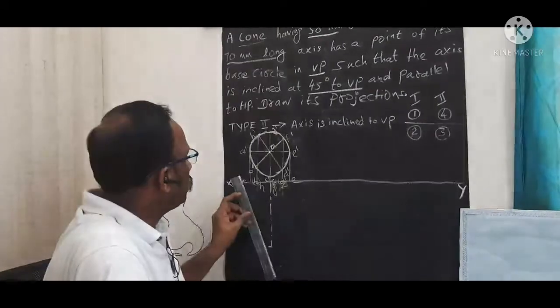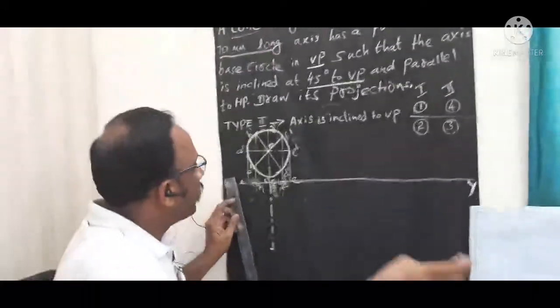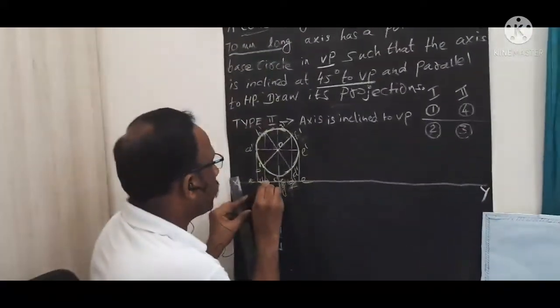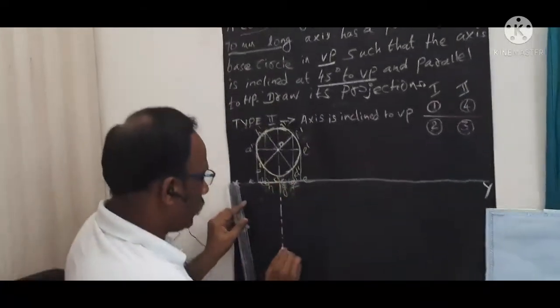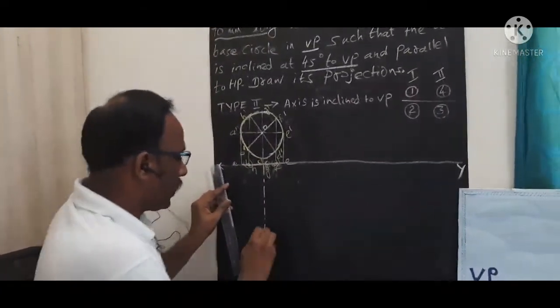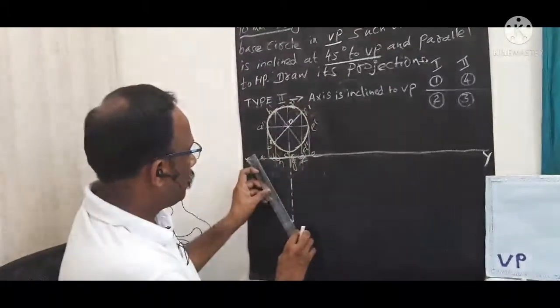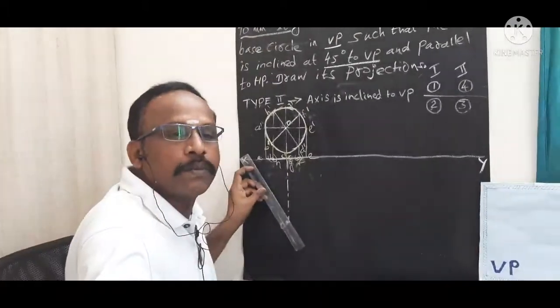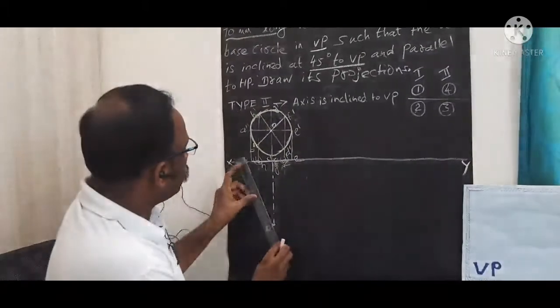Now I am going to join this. I join A and E as a darker line. Then connect this point, O dash, which is the apex point in the front view. O dash is the apex point here. Now I am going to join this.